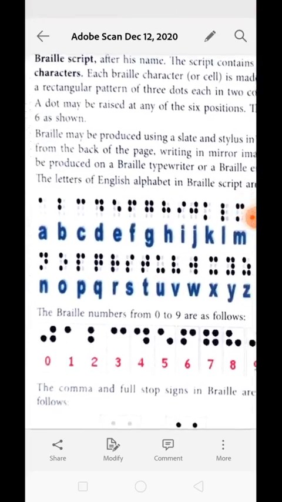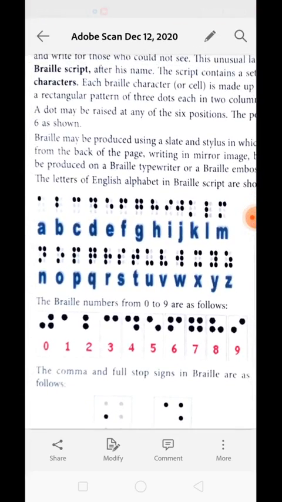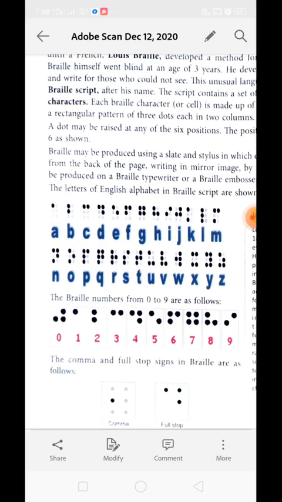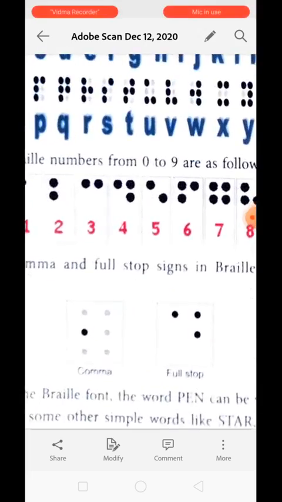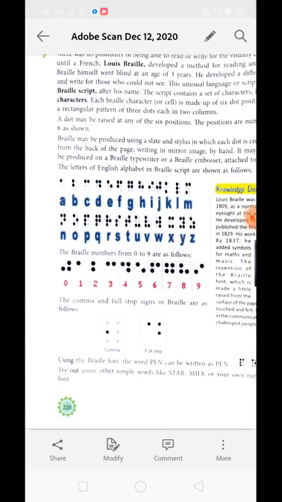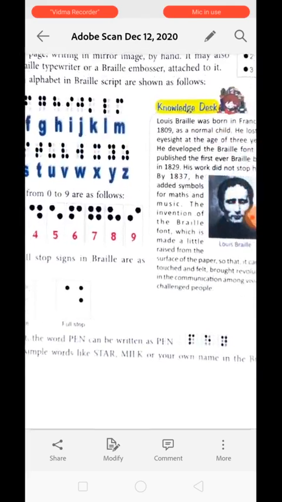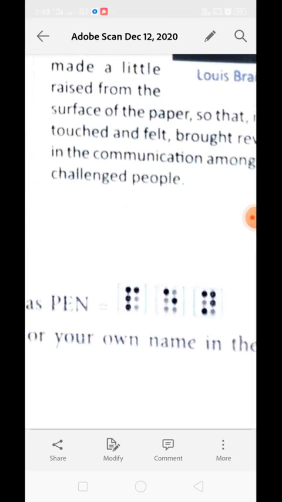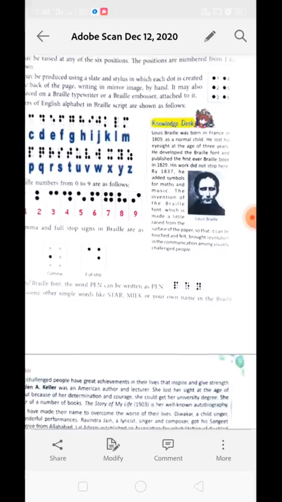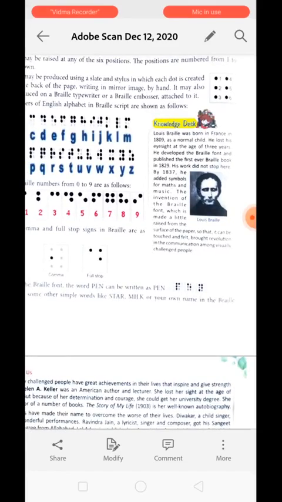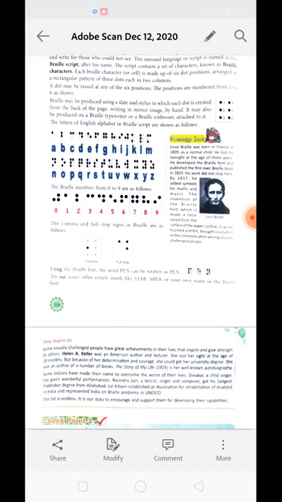Okay, now over here every letter has a specific symbol, which is given here in braille script. Even the numbers have specific dots indicating the presence of a particular number. The comma and full stop signs in braille script are also given over here. You can see, using the braille font, the word pen can be written like this. Understood? So braille script helps people to write, to show their feelings. Understood? It also helps them to get knowledge as well. Understood?